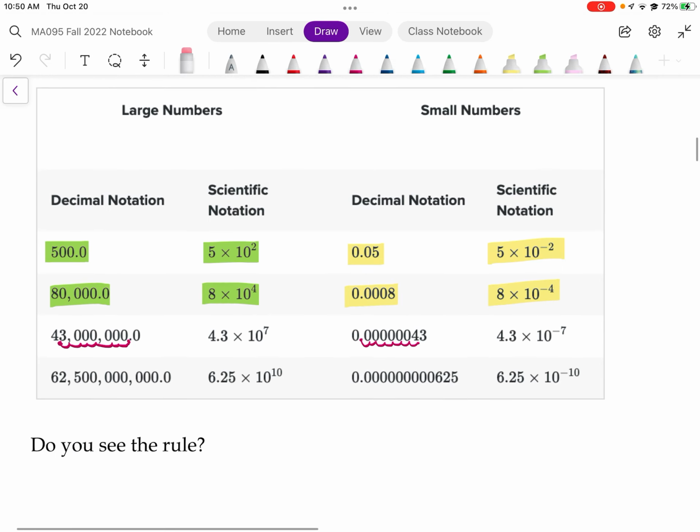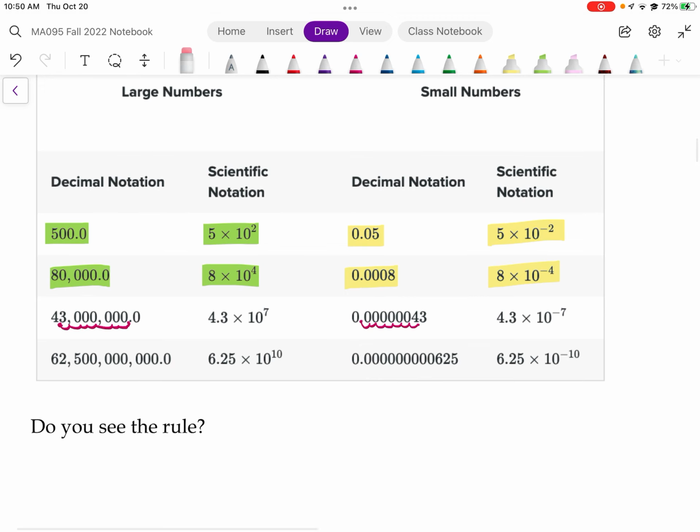Okay, so that is the rule. That is the rule. The rule is that the decimal moves the number of places shown in the exponent.